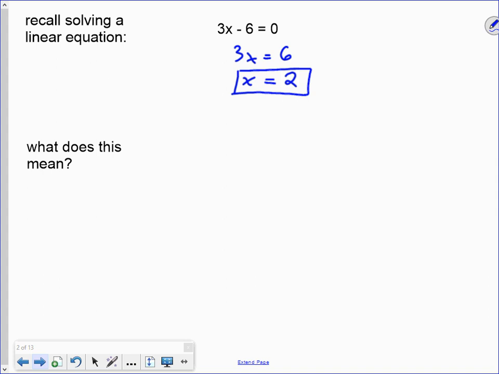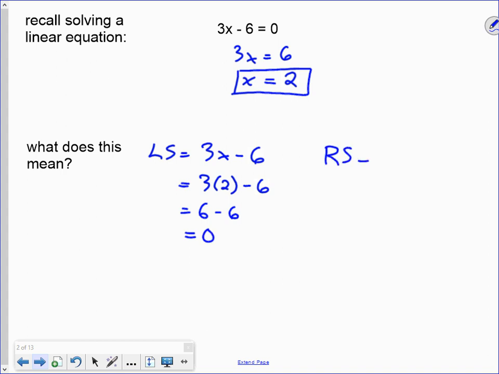What is significant about this value of x? Why is this the solution to the equation? Well, if I take x equals 2 and sub it into the left side of the equation, 3x minus 6, I get 3 times 2 minus 6, which is 6 minus 6, and the left side is equal to 0. That's significant because the right side of my equation is 0 as well. So x equals 2 is the value of x that makes the left side equal to the right side. It makes the equation a true statement.